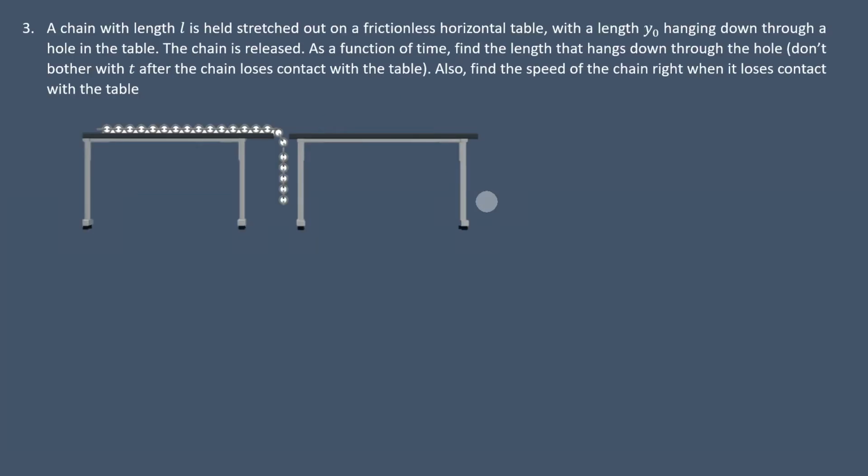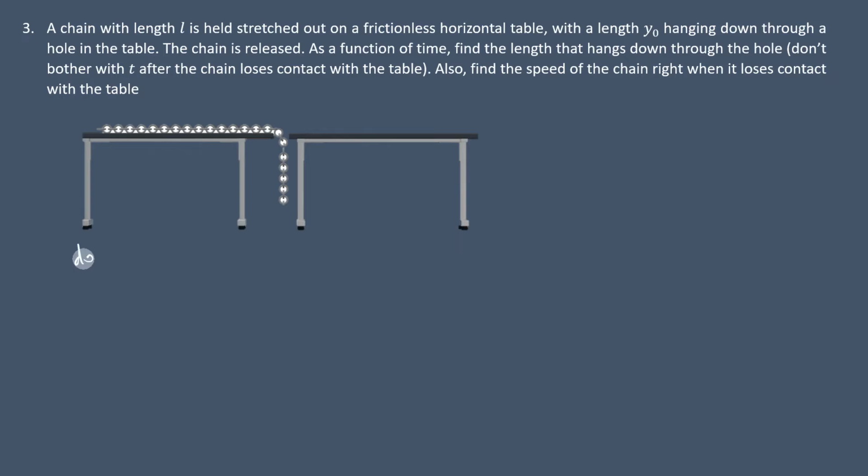A chain with length L is held stretched out on a frictionless horizontal table with a length y0 hanging down through a hole in the table. The chain is released. Find the length that hangs down through the hole as a function of time, t, after the chain is released. Also find the speed of the chain right when it loses contact with the table.